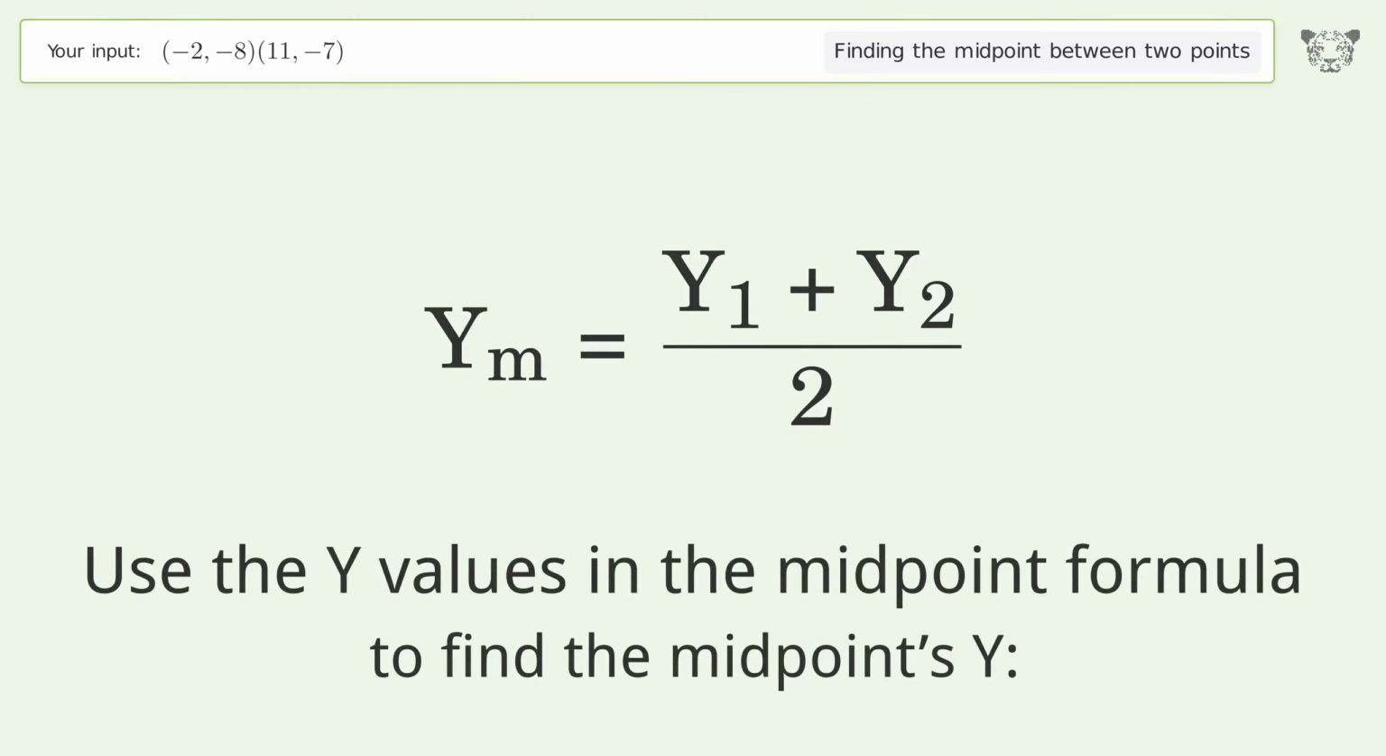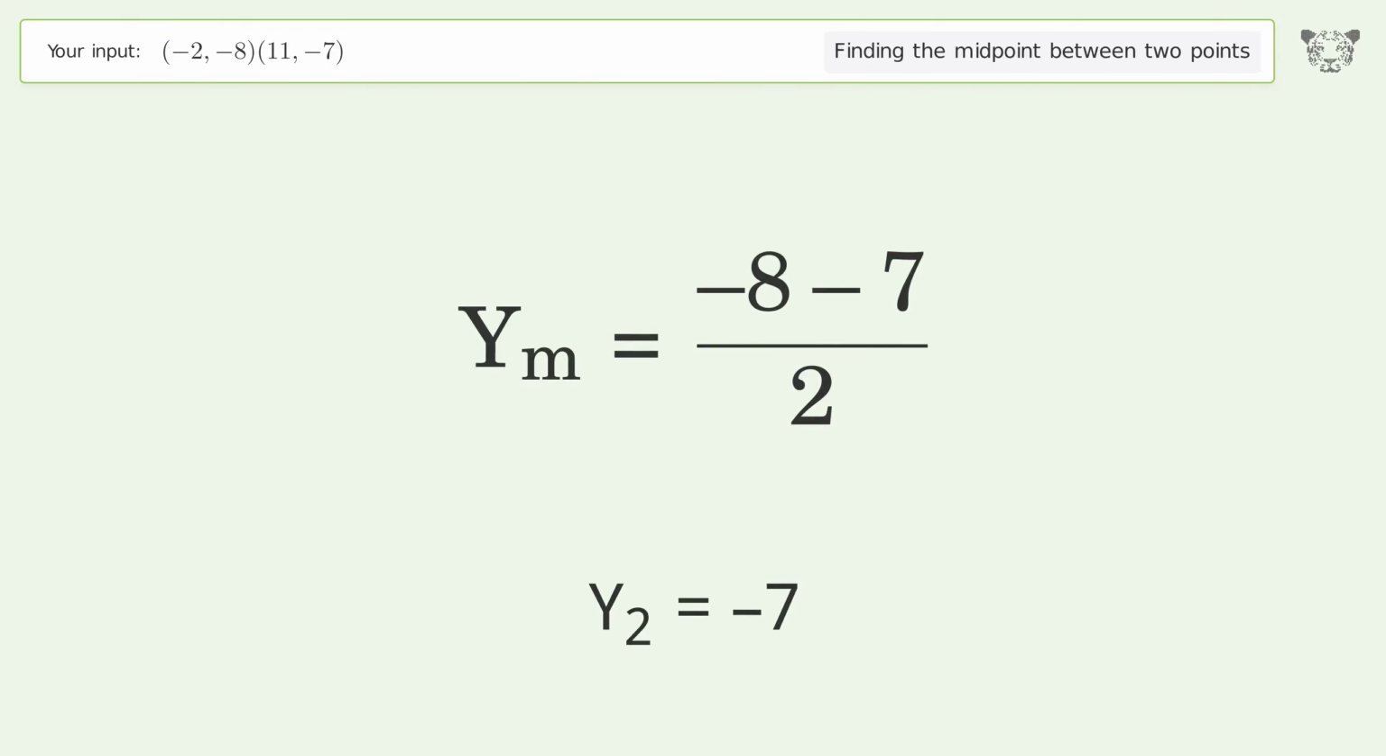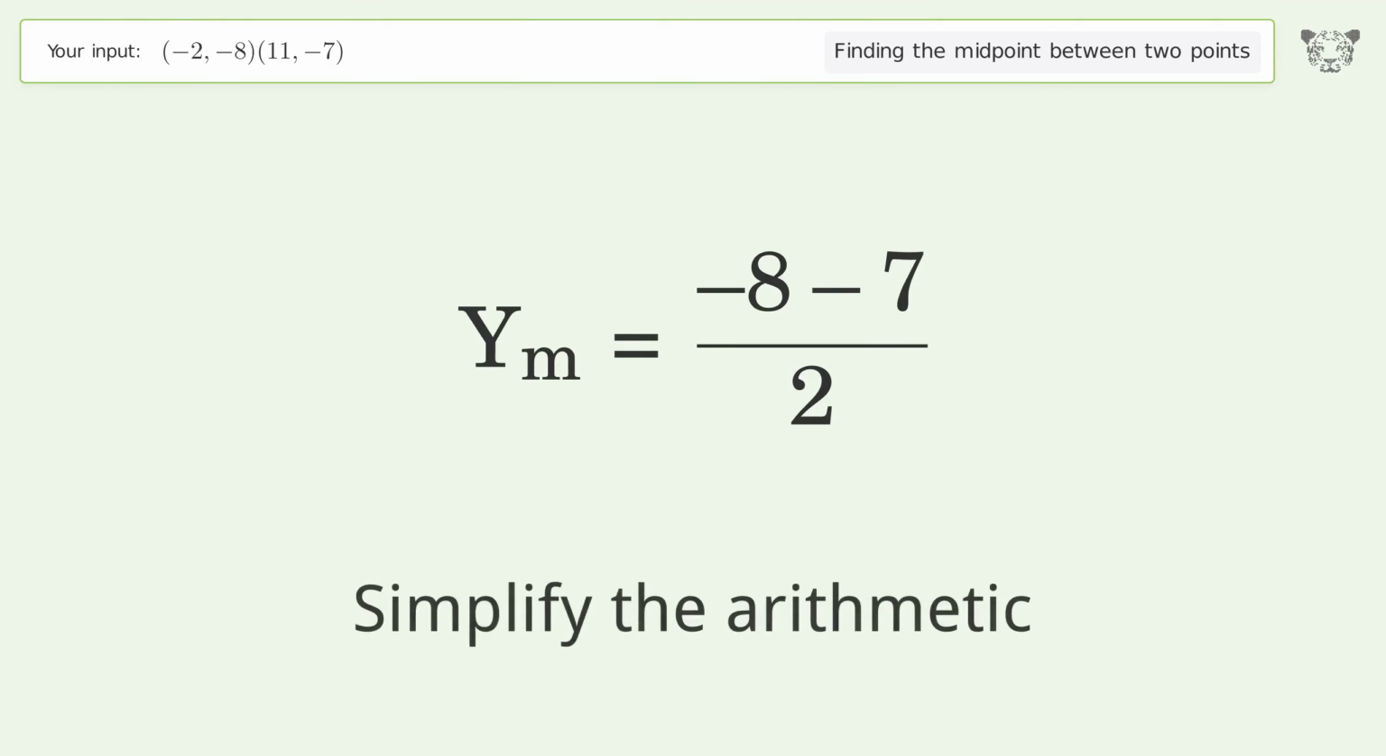Use the y values in the midpoint formula to find the midpoint's y. y1 equals negative 8. y2 equals negative 7. Simplify the arithmetic.